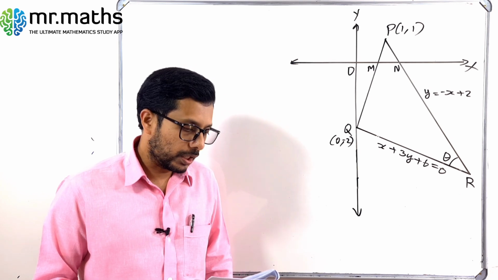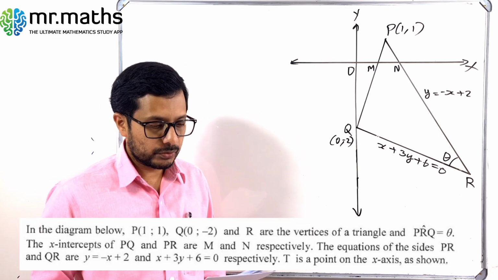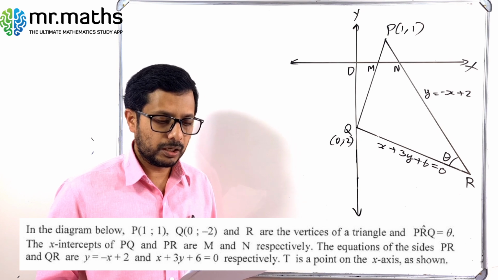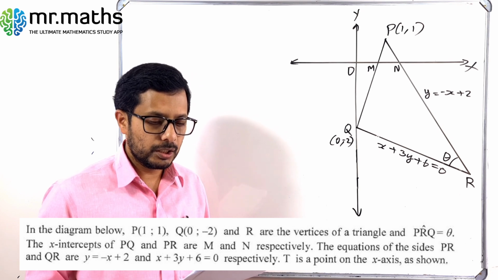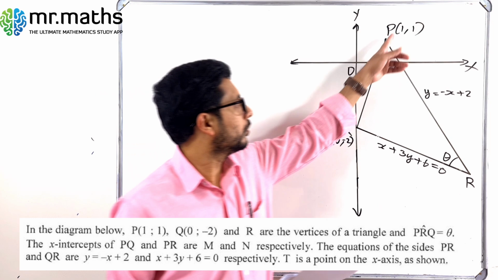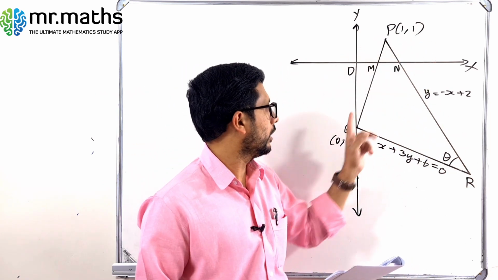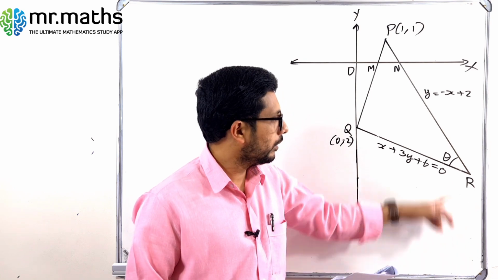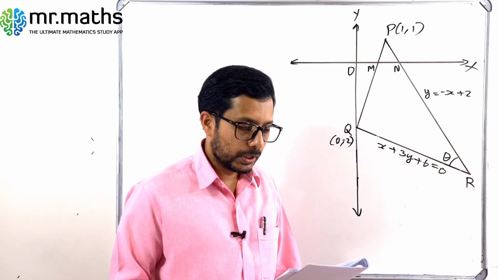Okay, let's start. In the diagram below, P(-1, -2), Q(0, 2) and R are the vertices of a triangle. So this is a triangle, P coordinates given, Q coordinates given, R coordinate is not given. And this angle is given as theta.